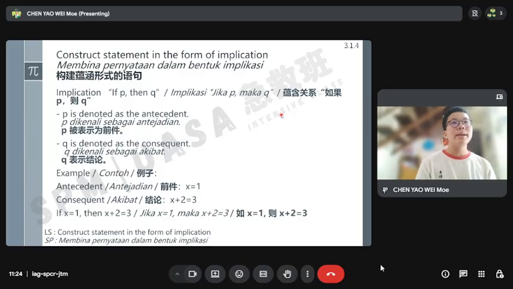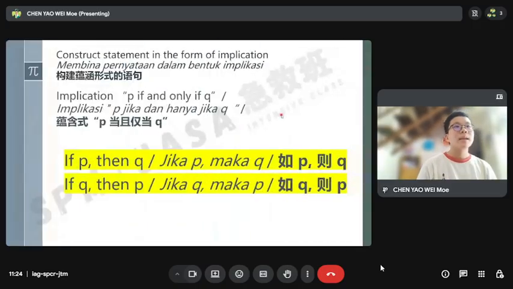And also we can break it and make it together, become like this: P if and only if Q. It means these two statements can be combined together, and also can be broken out into two different statements. If P then Q, and if Q then P.